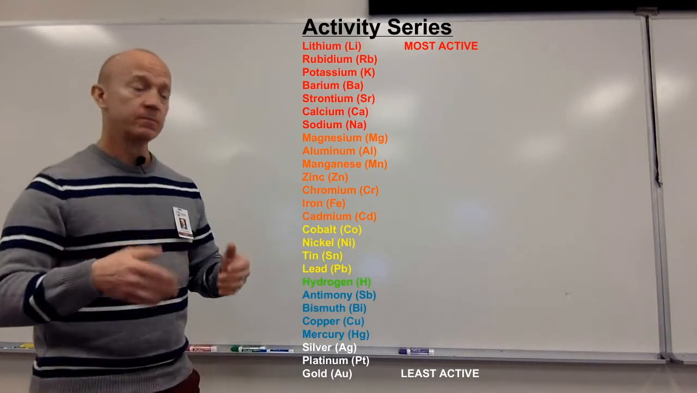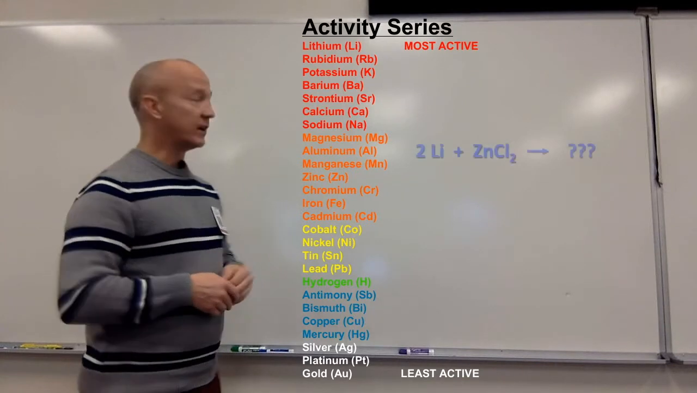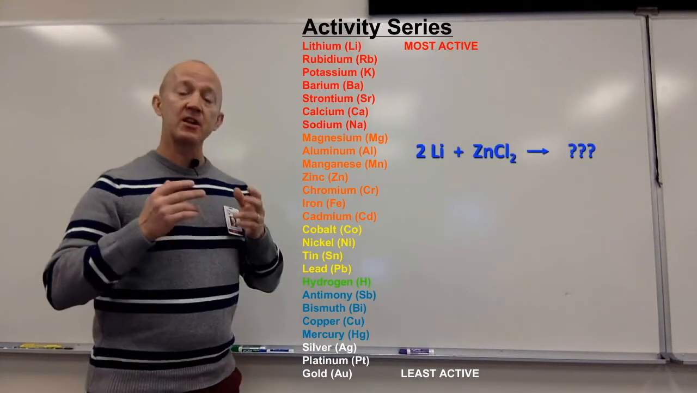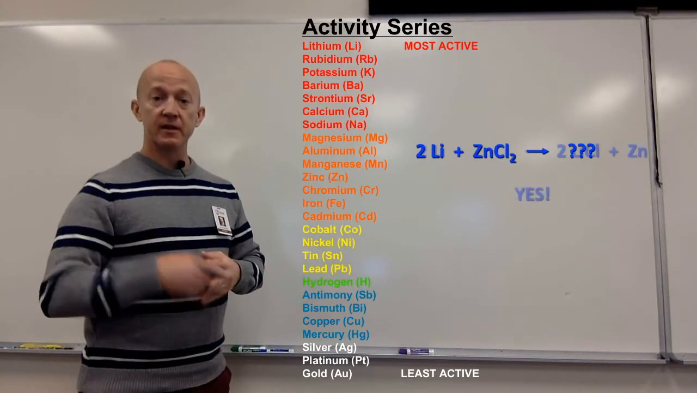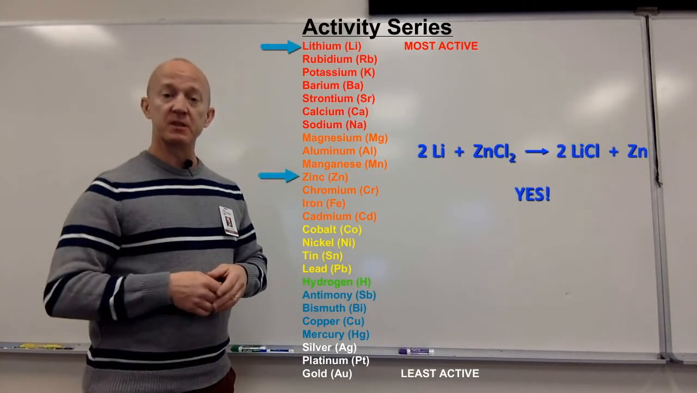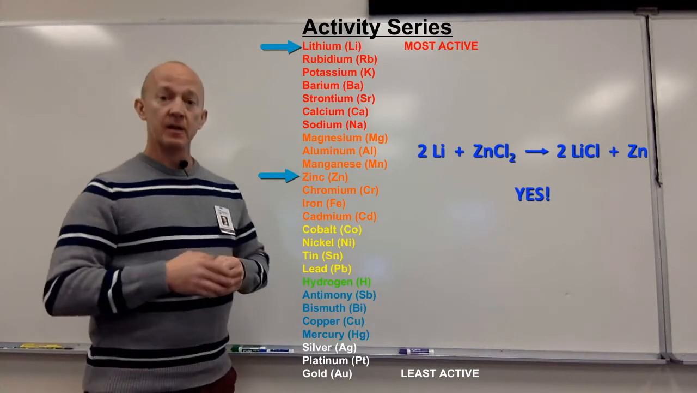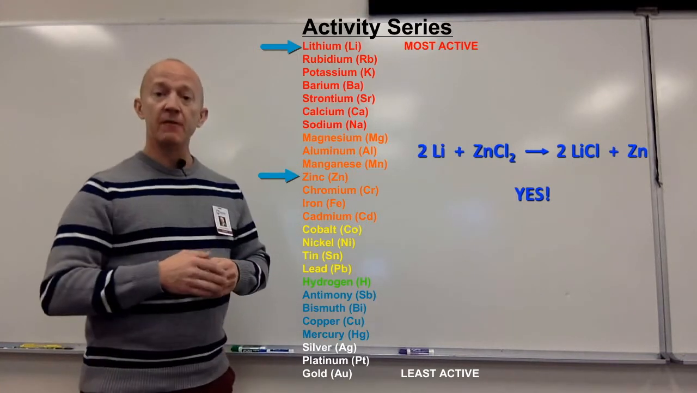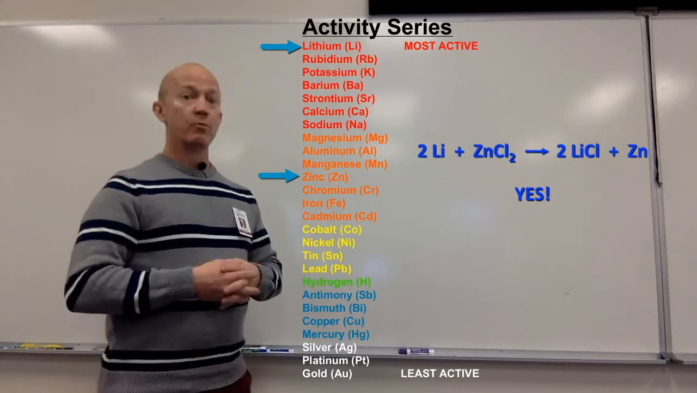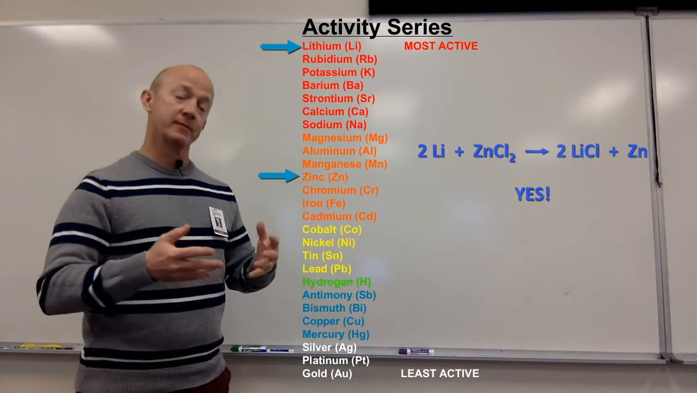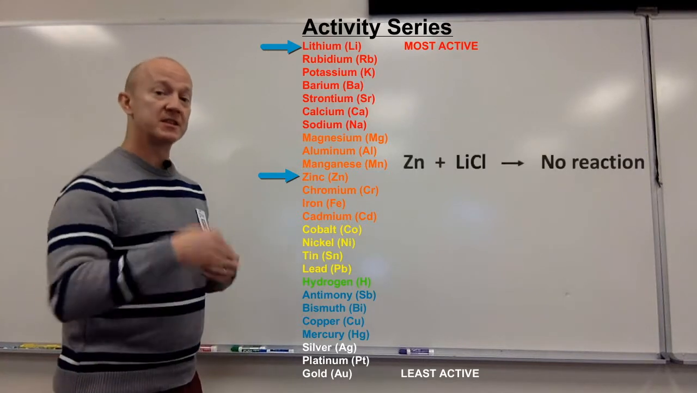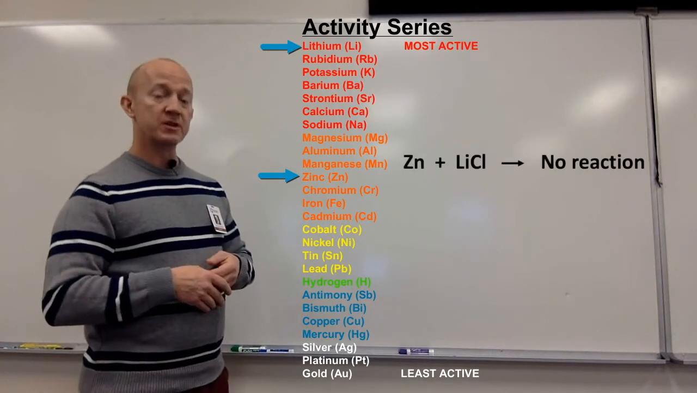So how does this work? Take, for example, the reaction between lithium and zinc chloride. Will a reaction occur between those two substances? And the answer is yes. The reason is because lithium is very reactive. Lithium will replace the zinc and form lithium chloride with leftover solid zinc as a byproduct. Poor zinc. Oh well.